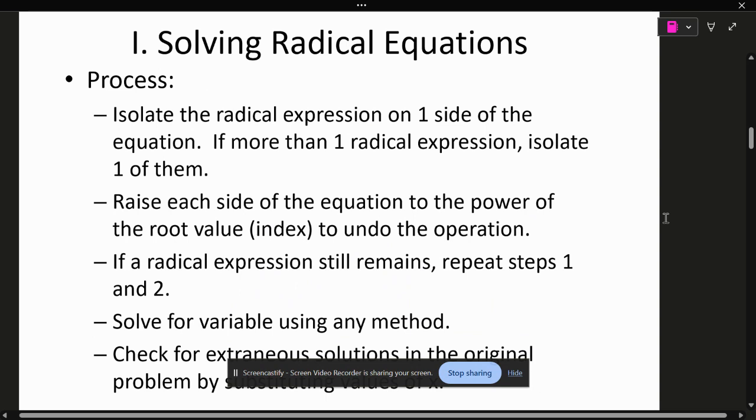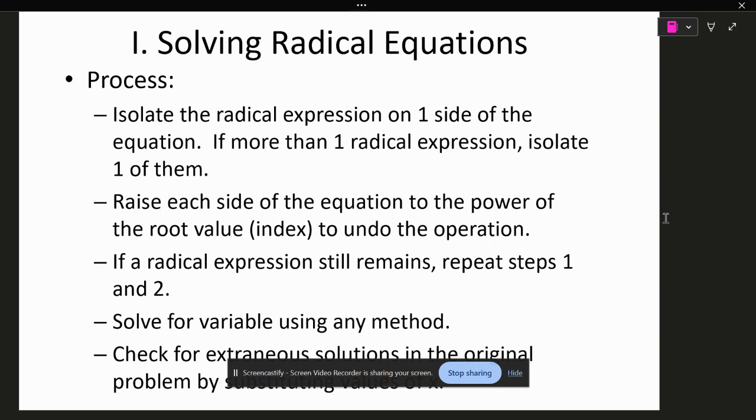I know that a lot of people sometimes like these step-by-step processes. So isolate the radical expression on one side, and then take the square or cube, you're good. If more than one radical expression, then you can isolate one. Raise each side of the equation to the power of the root to undo the operation. If a radical still remains, you've got to repeat it again. I'll show you what that looks like today.